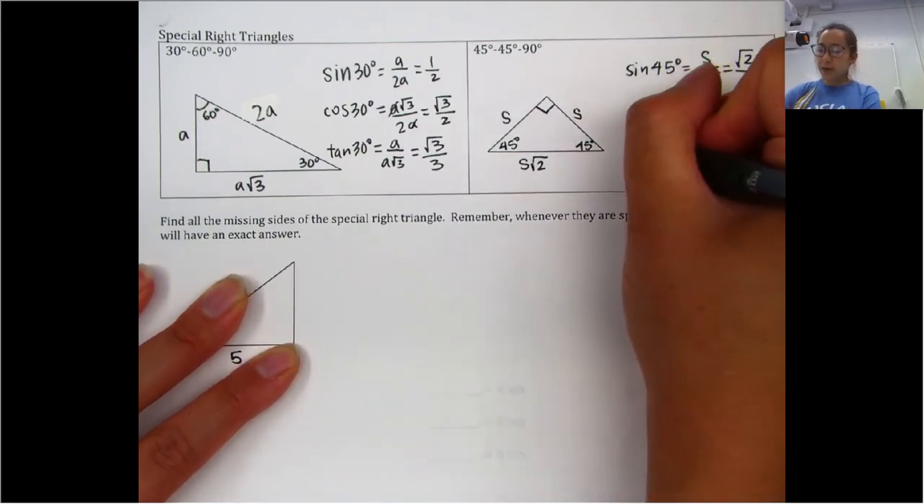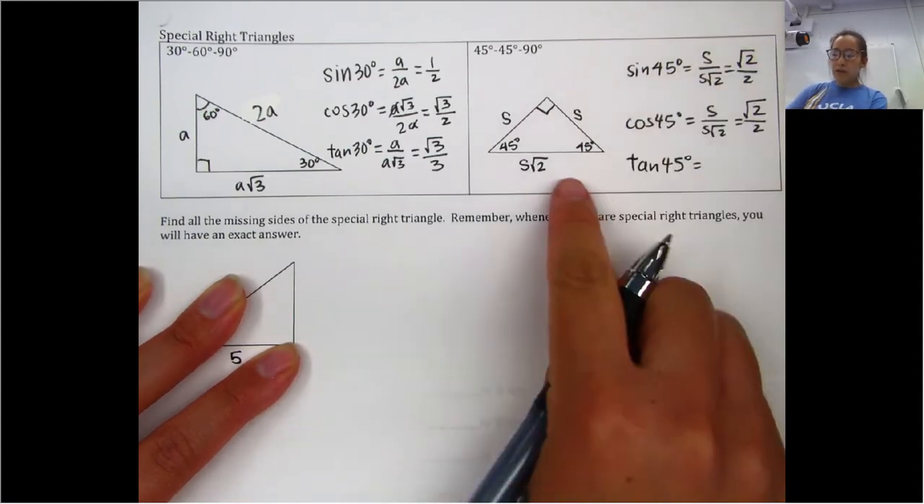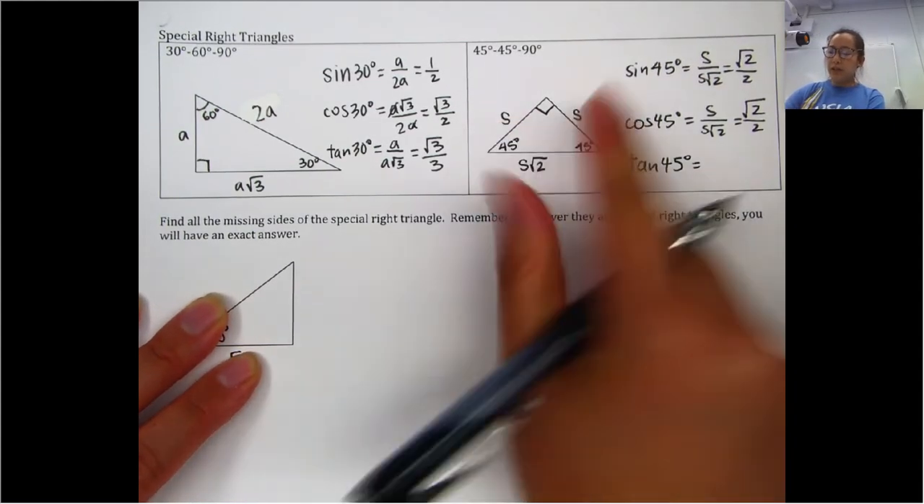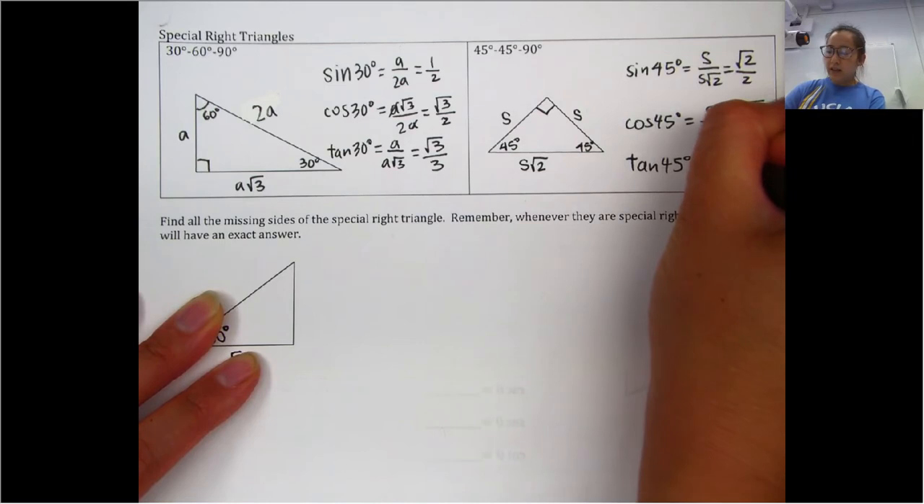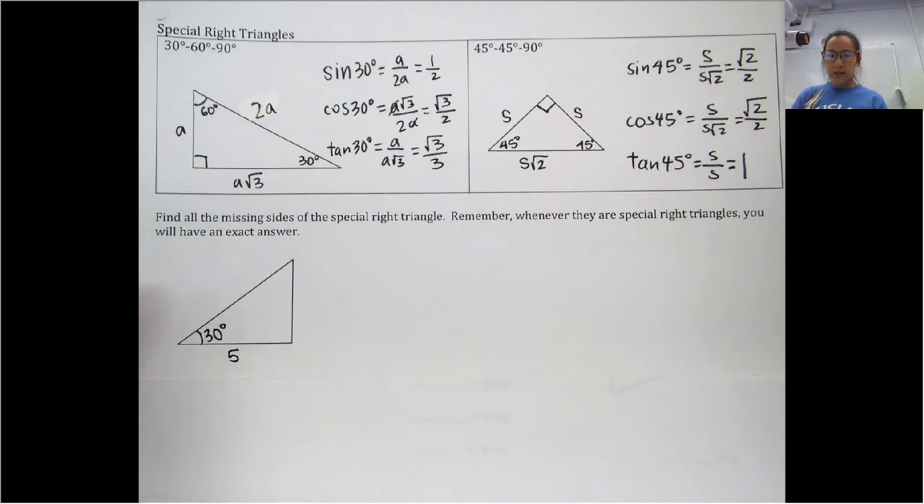Okay, lastly, we're going to do tangent of 45 degrees. And so tangent of 45 degrees is opposite over adjacent. So that's S over S. And so tangent of 45 degrees is just equal to 1. Okay. So those are some of the trig functions. We'll talk about them a lot more later. We'll go ahead and do this example problem.